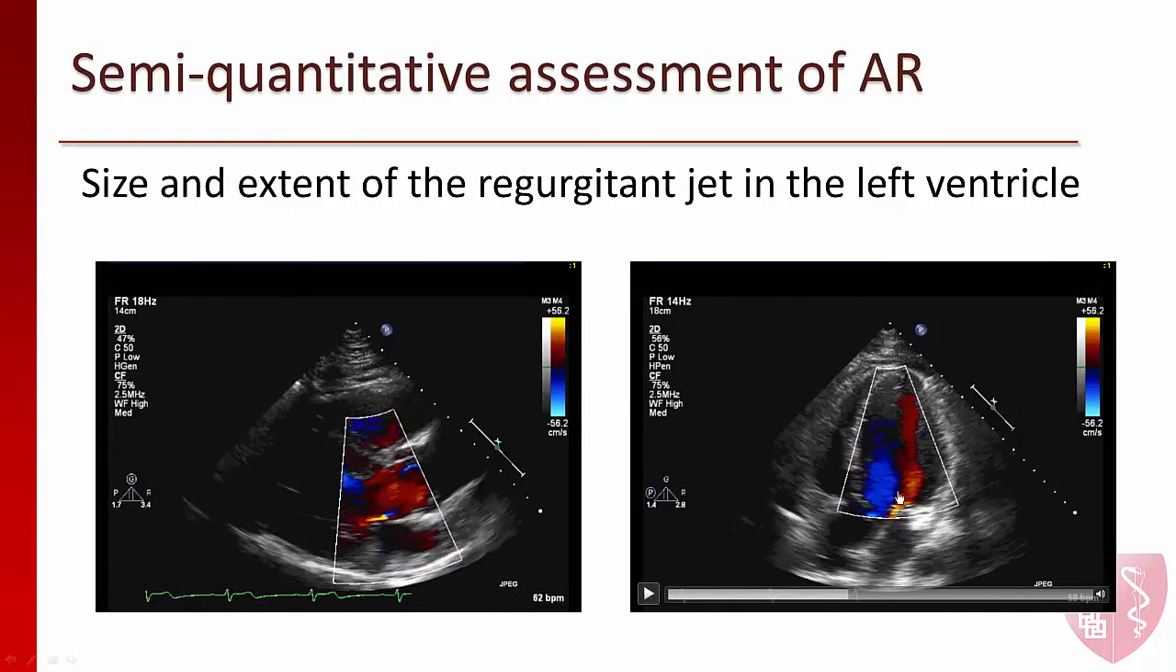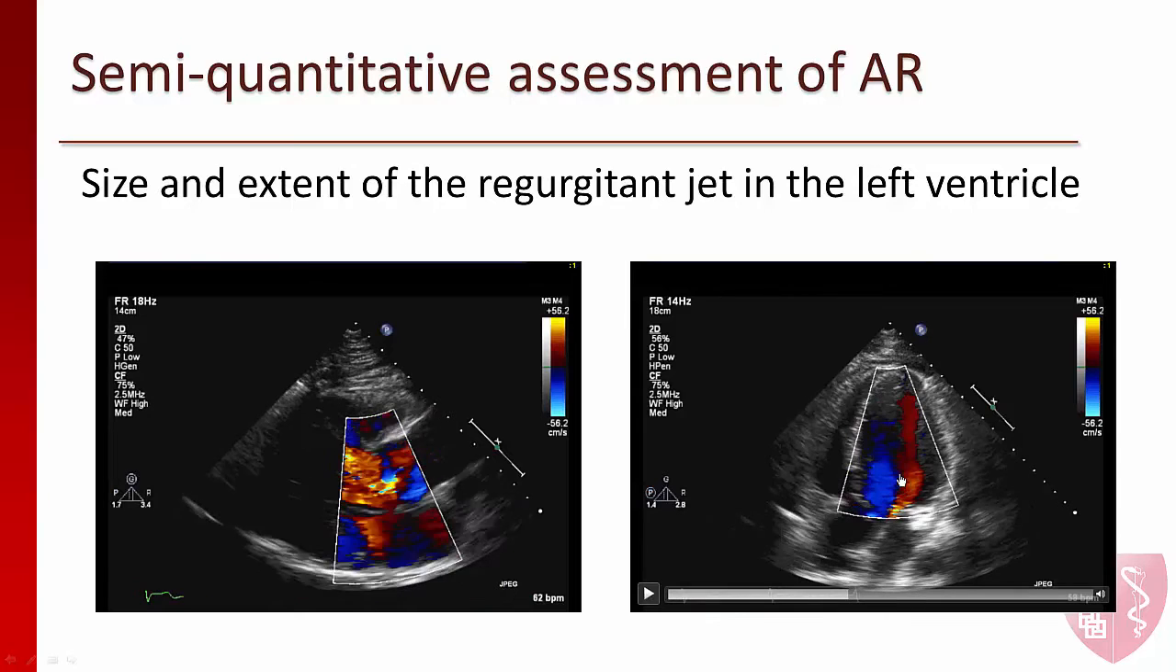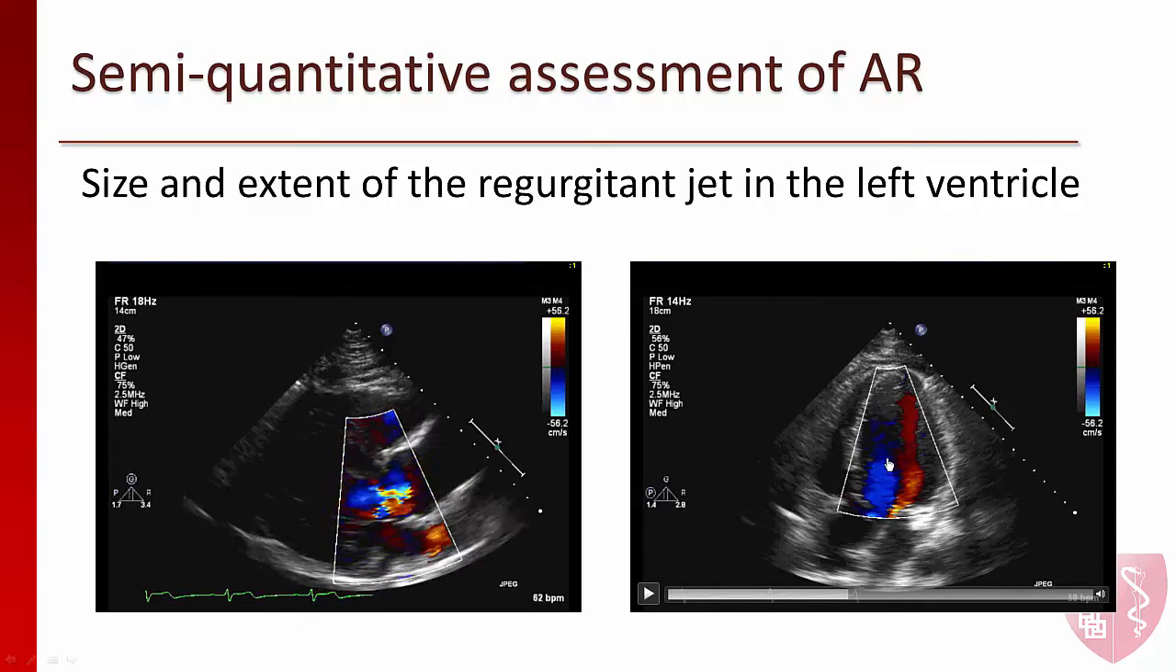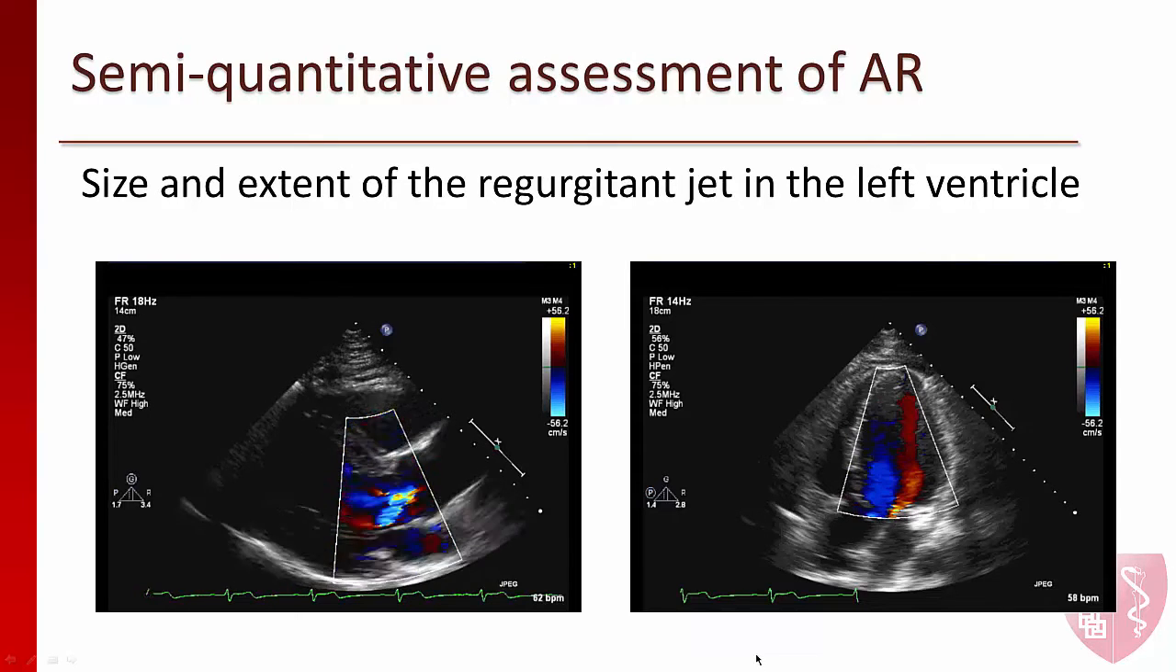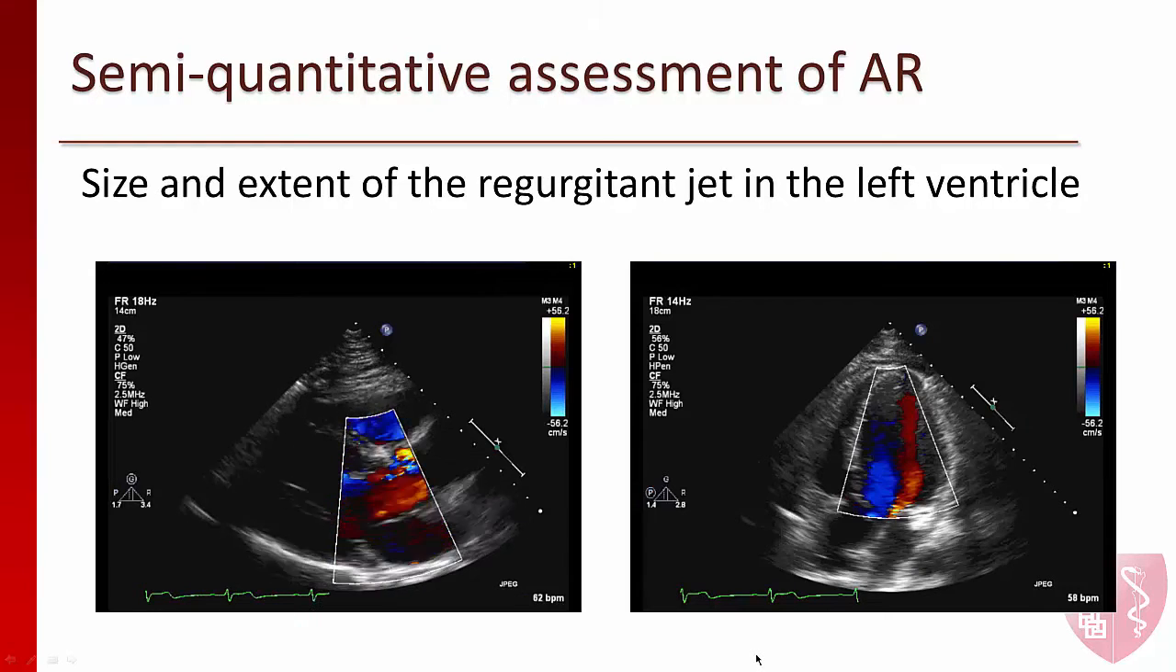Here is the aortic regurgitation, which is a very small jet and a very small regurgitation. So this would be a mild aortic regurgitation.